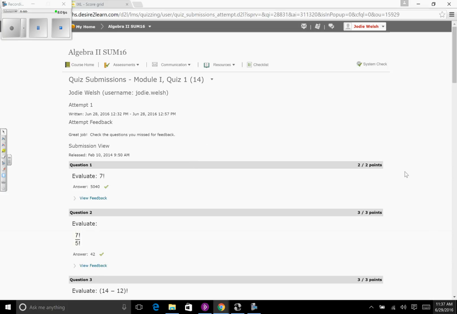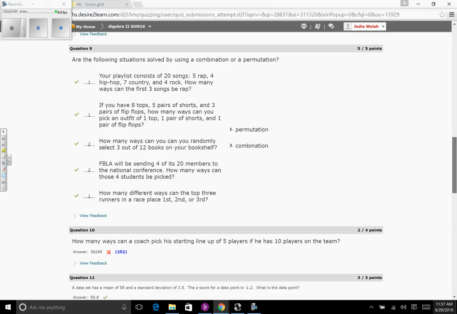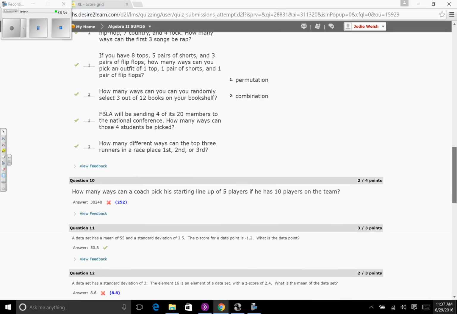I can look over here with 2 of 2 points. Okay. The check mark means you got it right. However, because the computer grades it, you might find an X saying that you got something wrong. Let's see if Jody has anything. And then you got points.